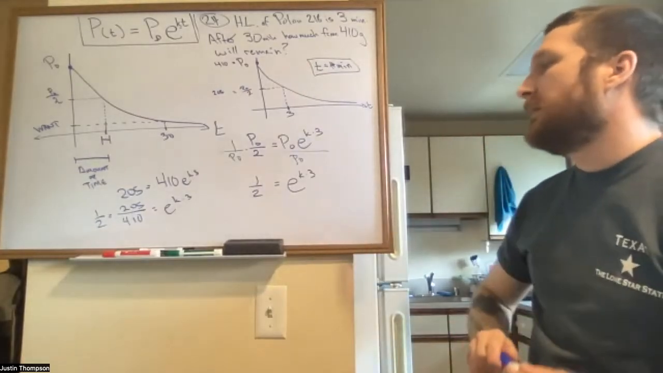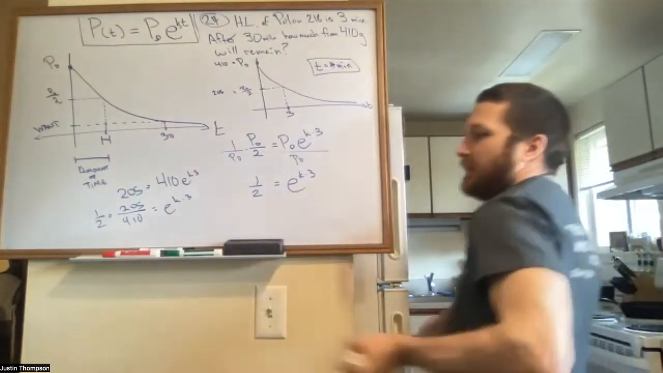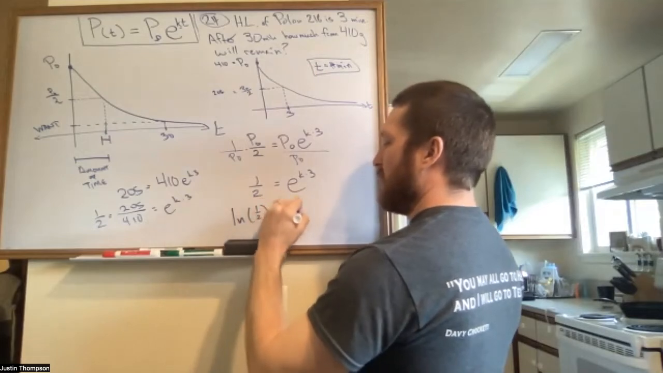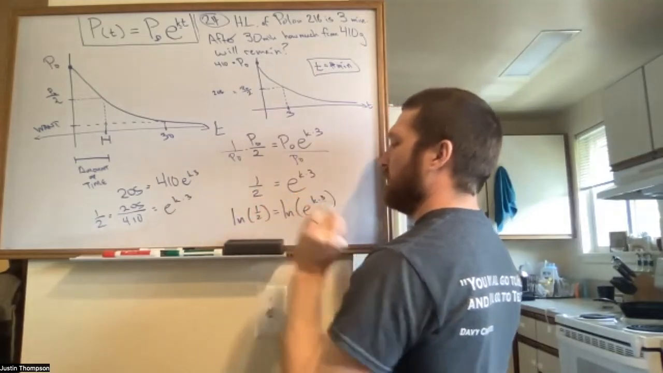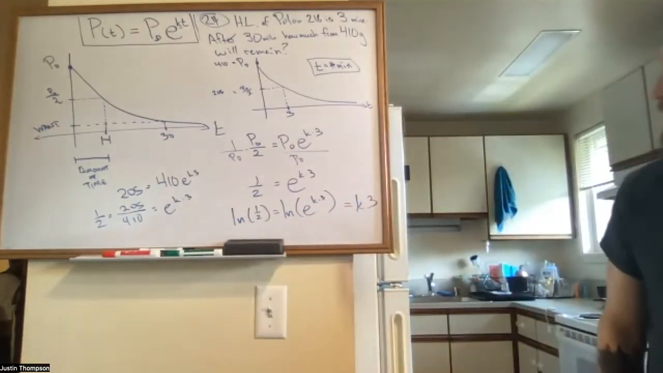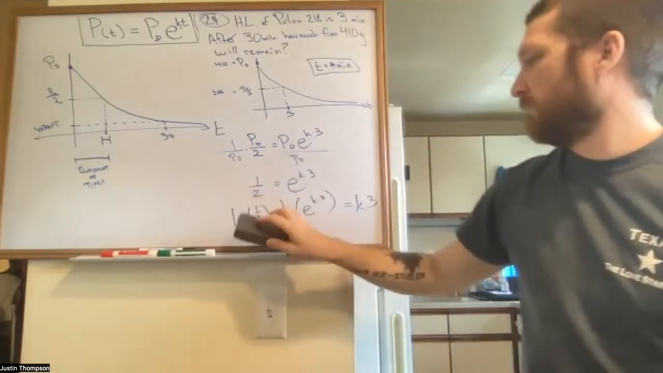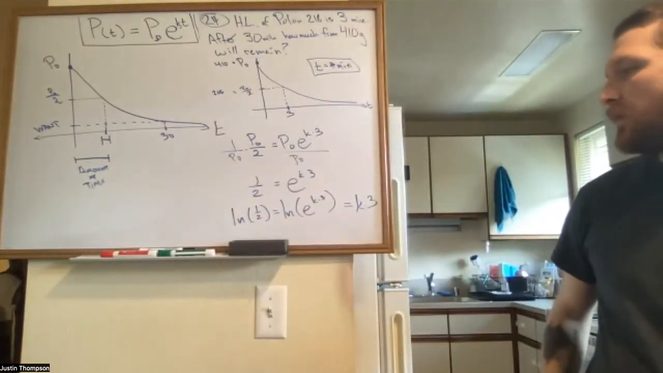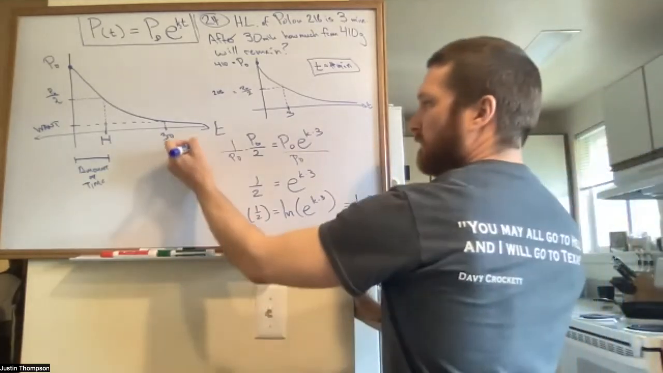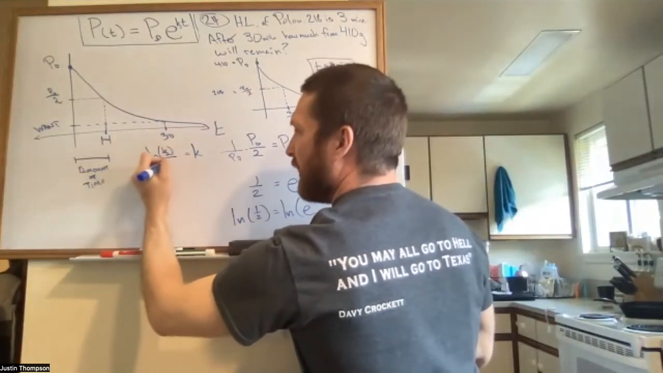Okay, so now in order to get k by itself, I'm going to take a log of both sides. Natural log would be really nice. So natural log of 1/2 equals natural log of e to, well, whatever that is, just pops right out. And so k times 3 is equal to natural log of 1/2. So k equals what? Natural log of 1/2 over 3. There you go. Natural log 1/2 divided by 3.